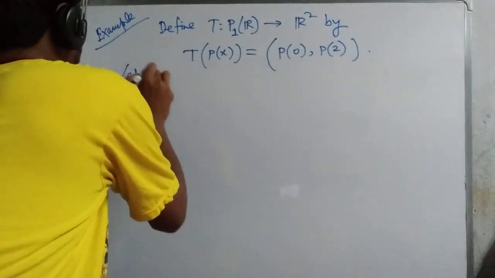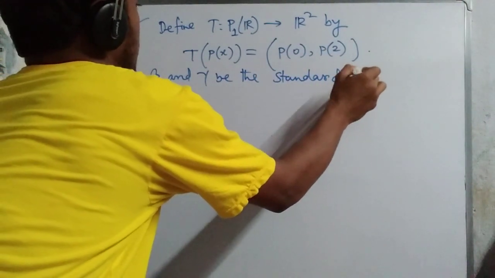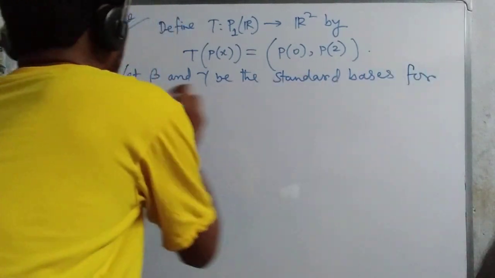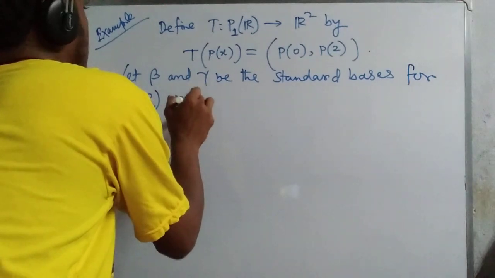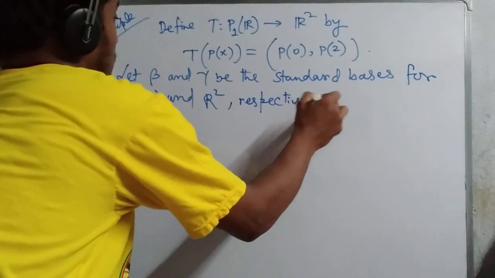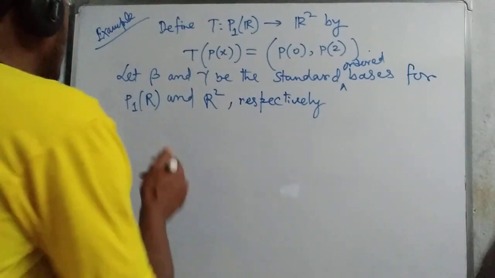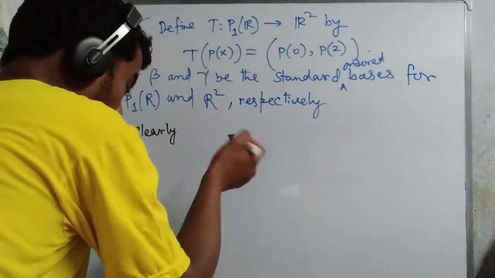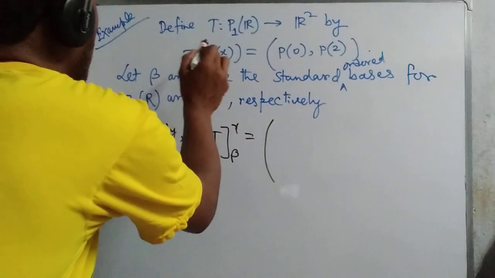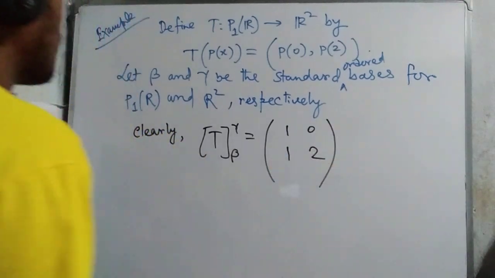Now let beta and gamma be the standard ordered basis for P1(R) and R square respectively, okay. Now clearly, what is T of beta gamma? That means p(x) equal to 1, then this one is (1, 1), okay? And p(x) equal to x, then this one is (0, 2), okay?